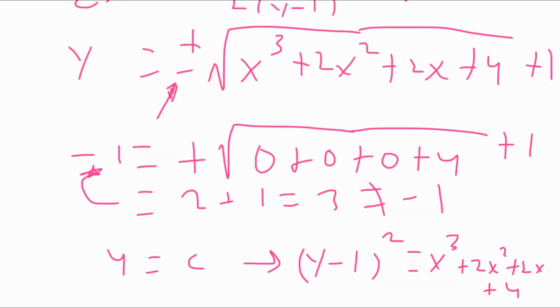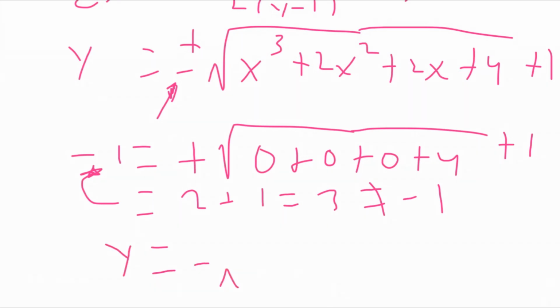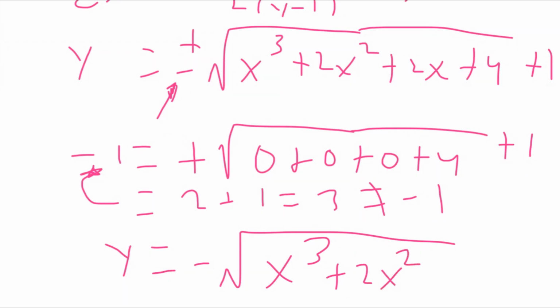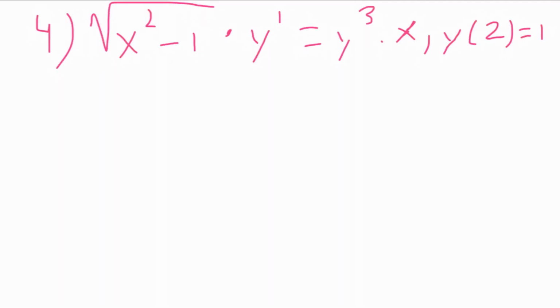So our solution is y is equal to negative root x cubed plus 2x squared plus 2x plus 4, and then plus 1. That's our answer. Alright, so this is number 4. You can pause the video and give it a try yourself.